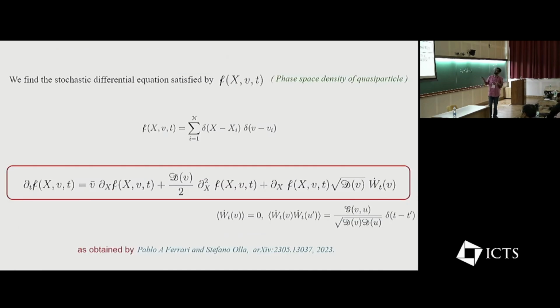And here we can also find the macroscopic fluctuation, the phase space density. It follows this kind of stochastic differential equation that is similar to what was obtained by Ferrari and Olla. So this is a summary.